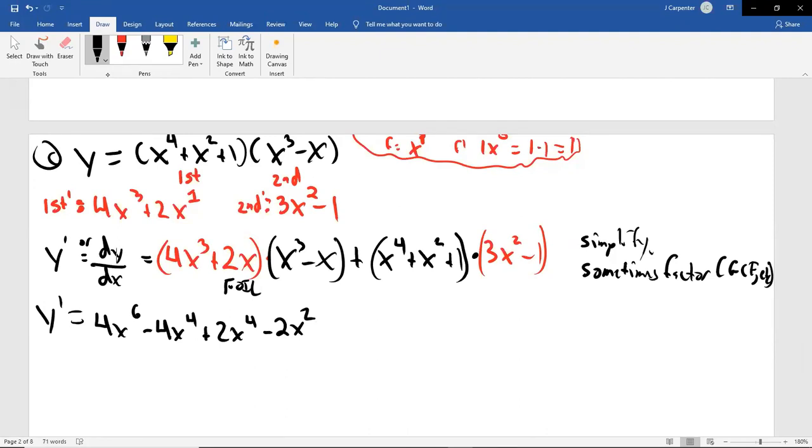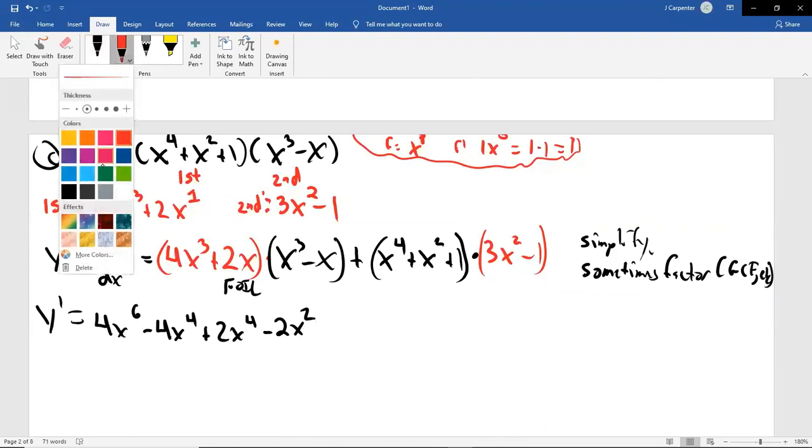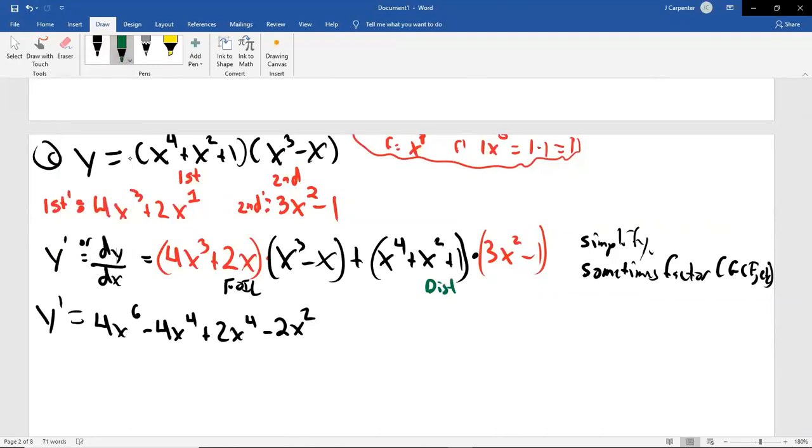So again, that was just foiling the first parentheses. Let me pick a different color to show the distributing of the second. So I can only call this distributing the x to the 4th, the x squared, and the 1 to the 3x squared and the negative 1. It's 6 products. If you got 3 terms and 2 terms, it's 6 products. If you had 3 terms and 4 terms, it'd be 12 products. It's the number of terms times the number of terms.